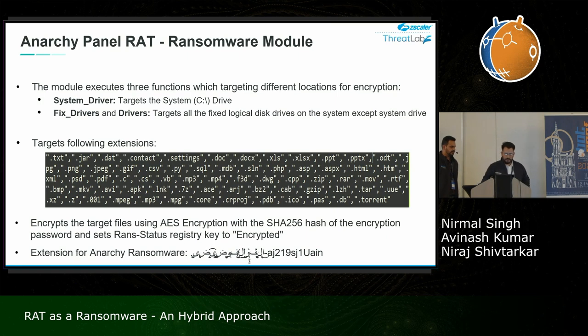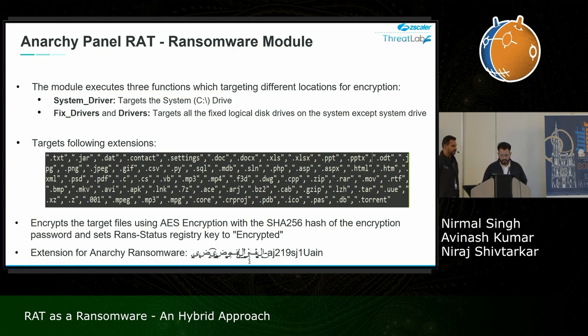During encryption, we have seen that the module will execute three different functions. One is system driver, which is basically to encrypt the C drive. And then there are fixed driver and drivers. These functions are used to target other logical drives apart from the C drive, or system drive, you can call it, to avoid re-encryption of the system drive. Then we have seen the following target extensions being targeted by the RAT. During the encryption, it uses AES encryption. And once the encryption is done, it will set the registry key as encrypted.